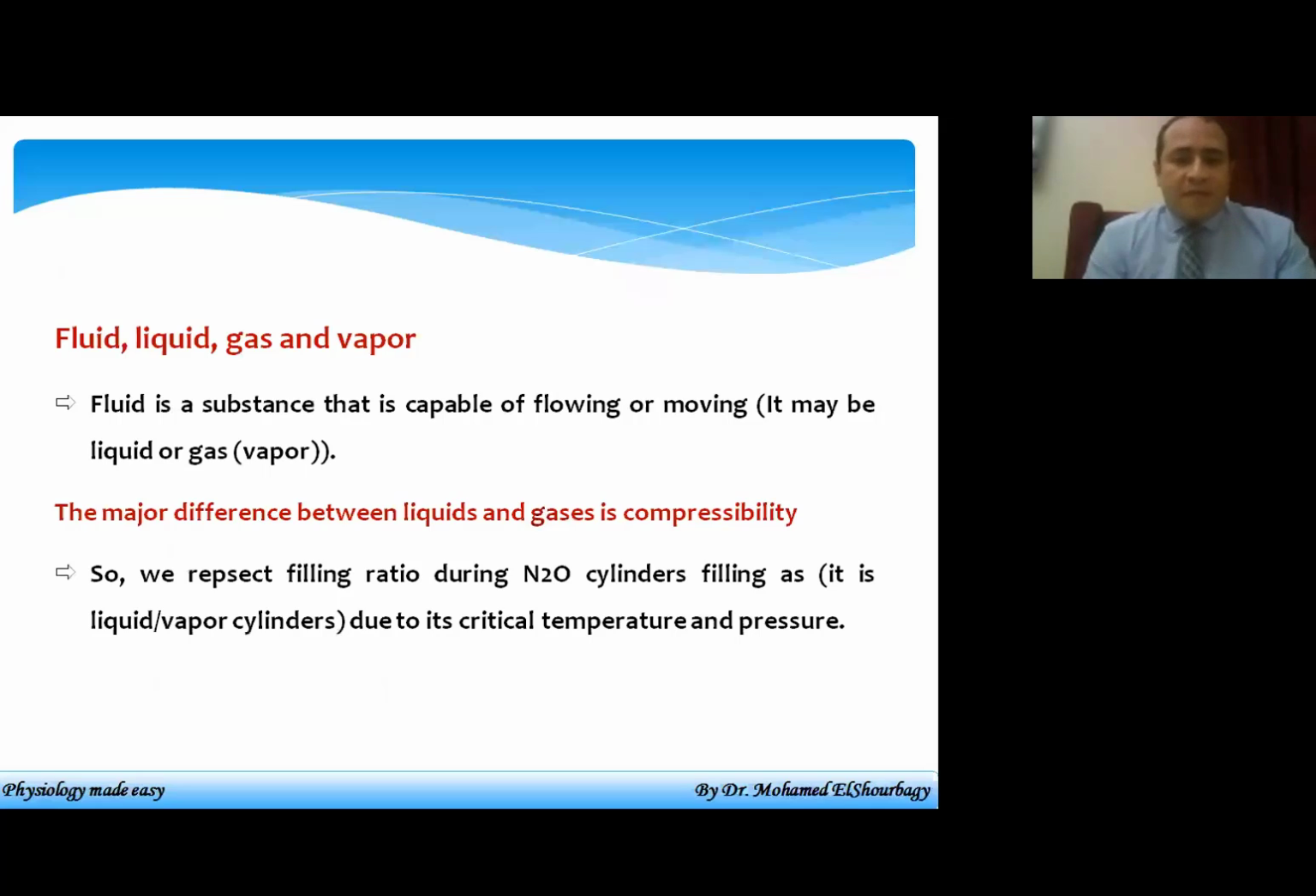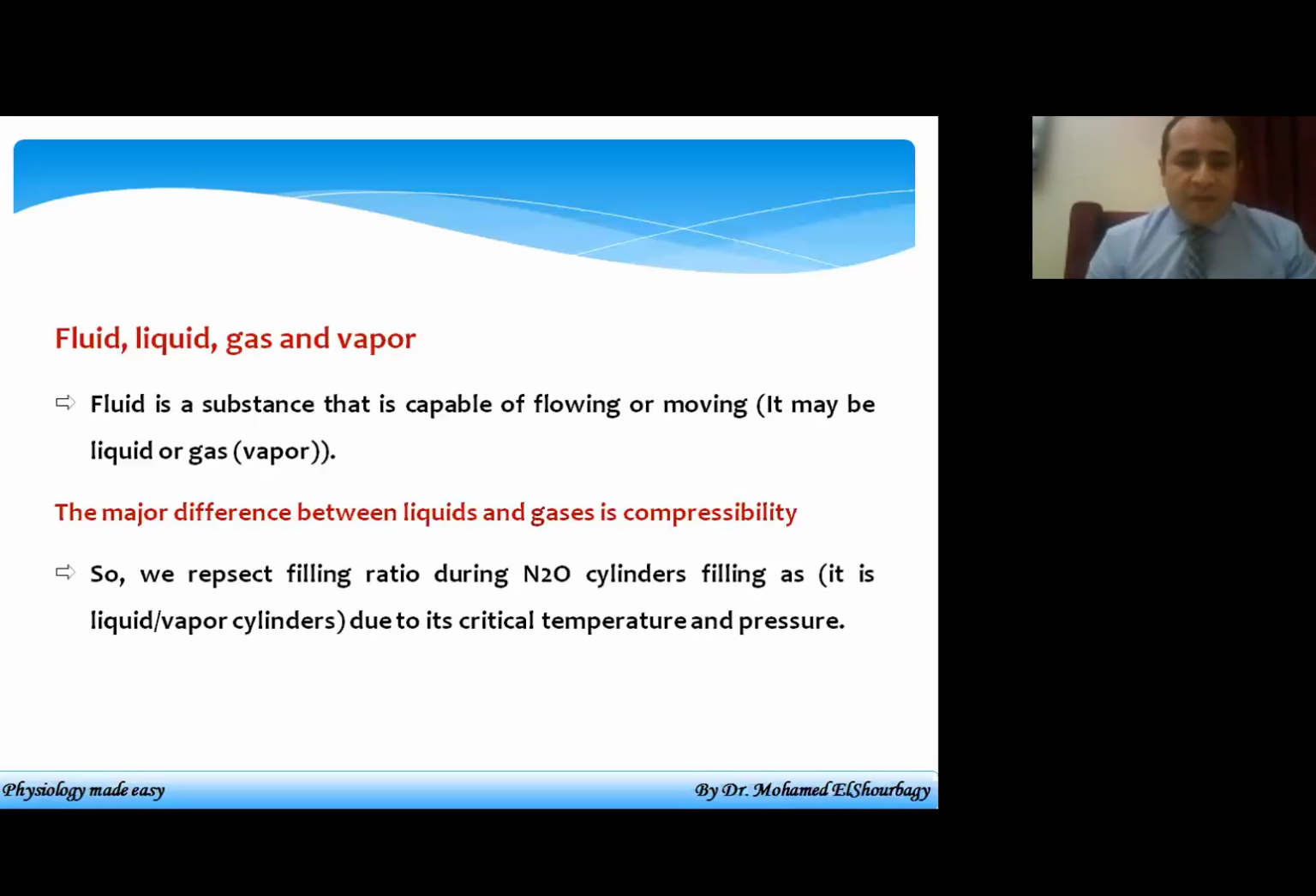About fluid, liquid, gas, and vapor, what is the difference between them? A fluid is a substance that is capable of flowing or moving. It may be liquid, gas, or vapor. So any substance that can move or flow is a fluid. The major difference between liquids and gases is compressibility. Liquid is incompressible, so if temperature is increased, this will lead to a dramatic increase in pressure.